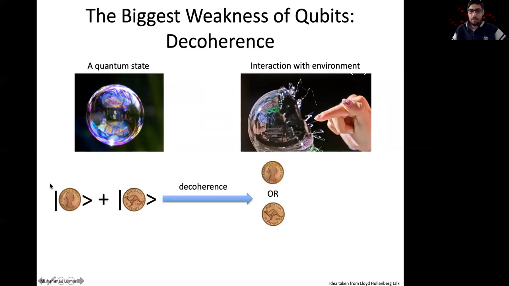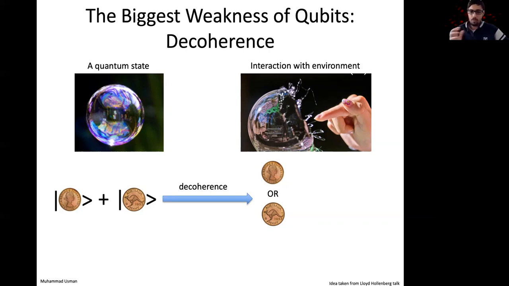For example, if you have prepared a state which is a combination of head and tail, the decoherence would mean you will go back to your classical state, like you will either have only head or tail. So you won't have a combination of both together. So that's the biggest weakness of qubits, and that's a big area of research. How can we extend the lifetimes of the qubits? How can we protect them from the environment so that they don't decohere? Because if they decohere, you lose all the magical properties of qubits that I've been talking about.